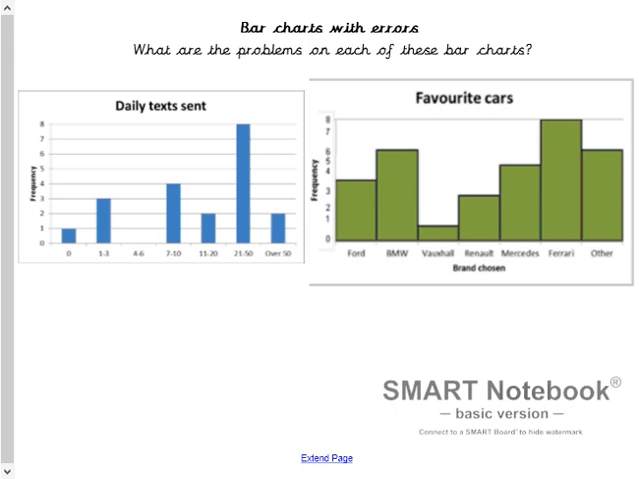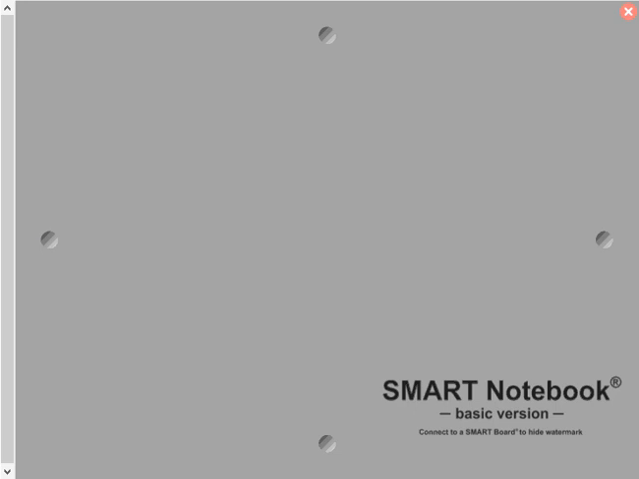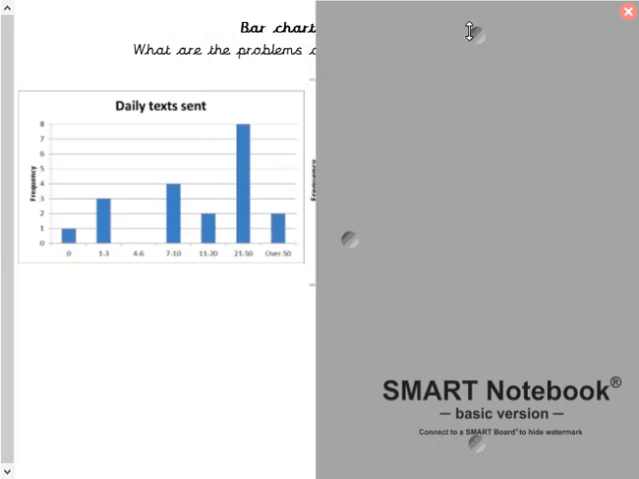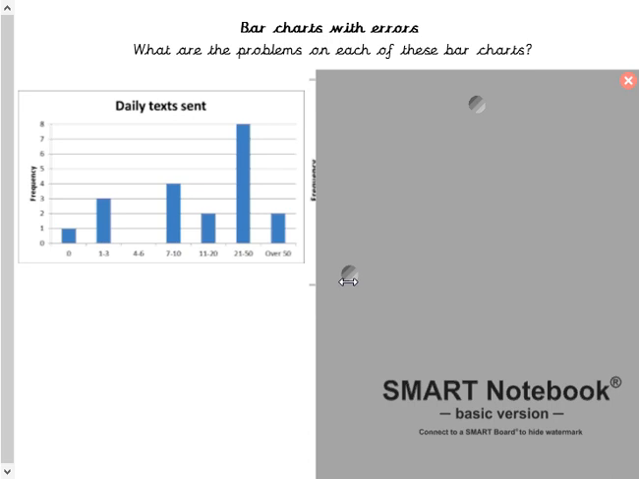Welcome back. These are some bar charts that have been created, but there are some problems with these bar charts. There are some errors. So for the plenary today, you are going to be the teacher and you are going to look for the mistakes in each of these. So if I cover this up, here we go. And you just really focus on this one first.